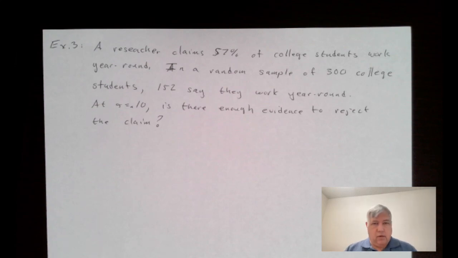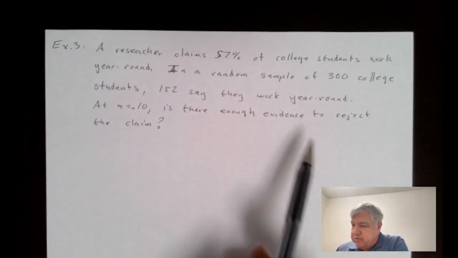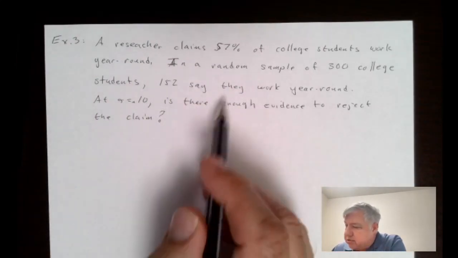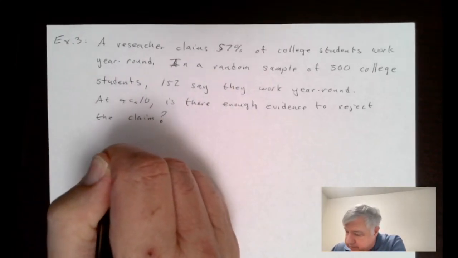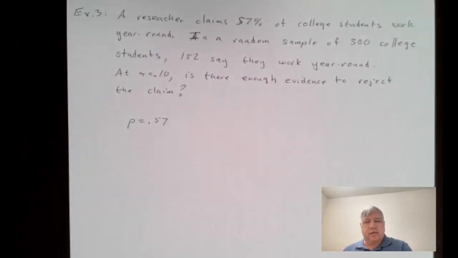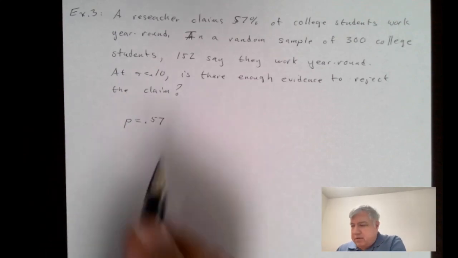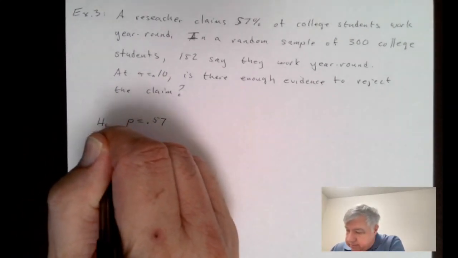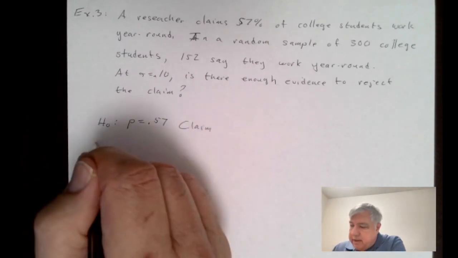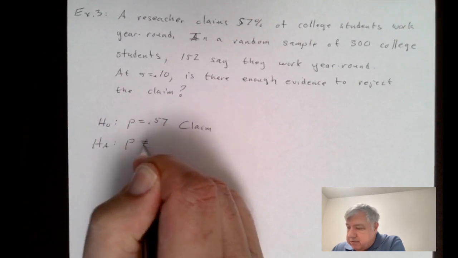All right, so if we let P be the proportion of college students that work year-round, the claim is saying that P is equal to 0.57. So that's the claim, and because it has equality in it, this must be the null hypothesis. And the alternative hypothesis must be that P is not equal to 0.57.